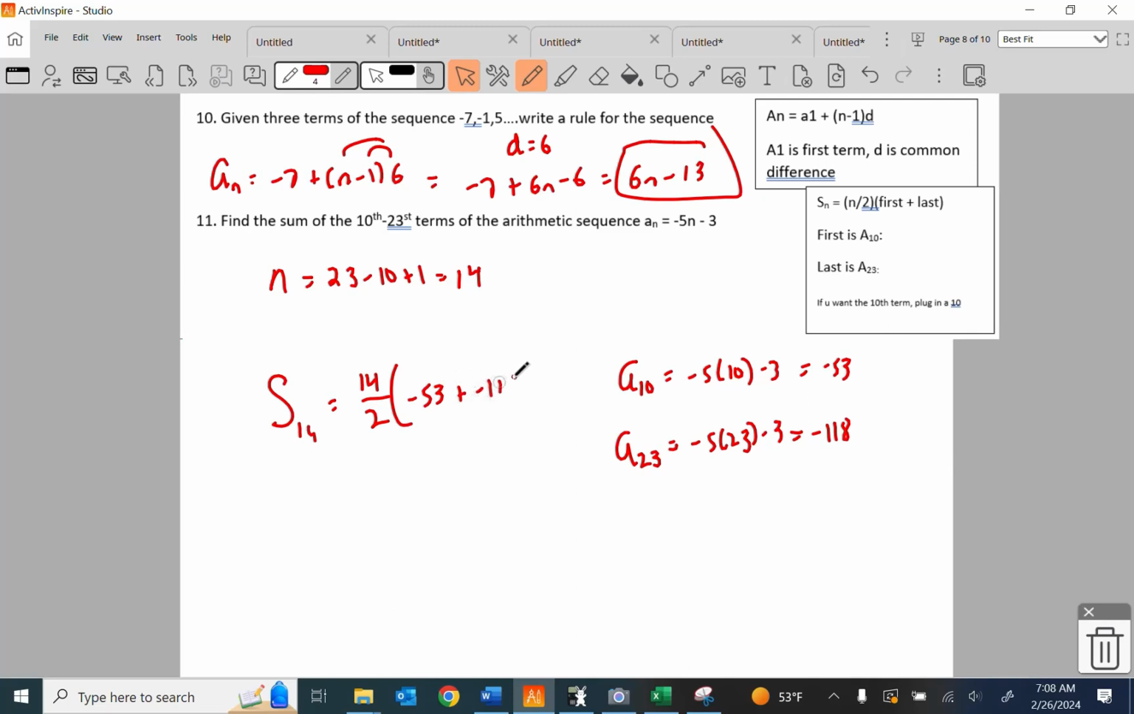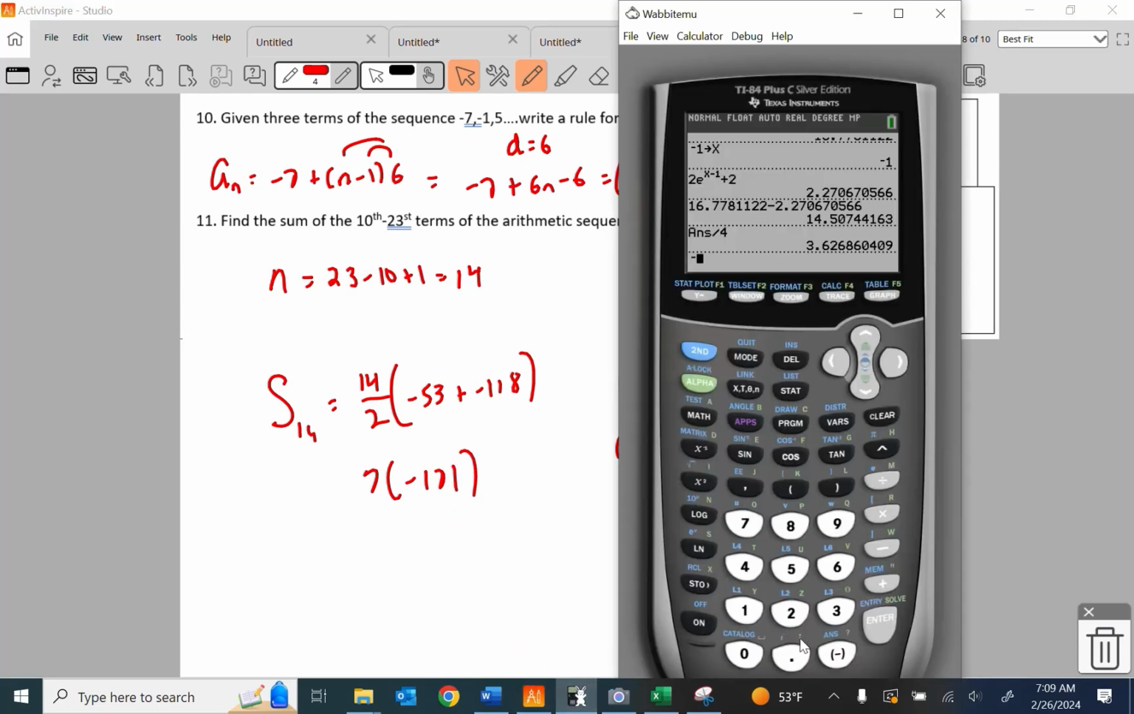-53 plus a -118. That's -171. I'm going to check myself. It is early in the morning. If I was going to make a mistake, it would be something silly like subtraction. Yeah, I'm good with that. Anyways, I reduce 14 over 2 because I can. Negative 1197.